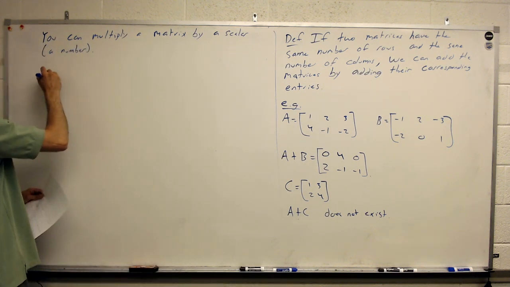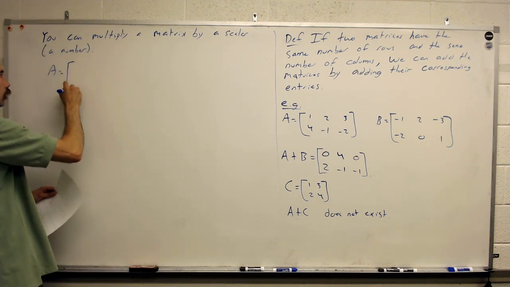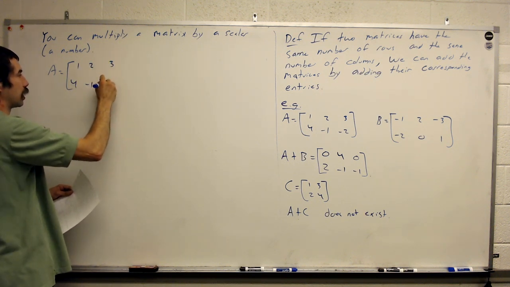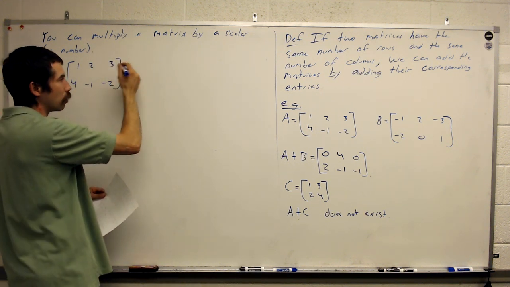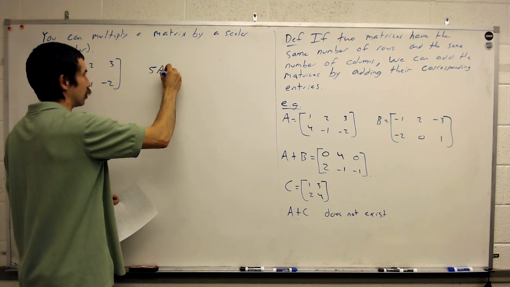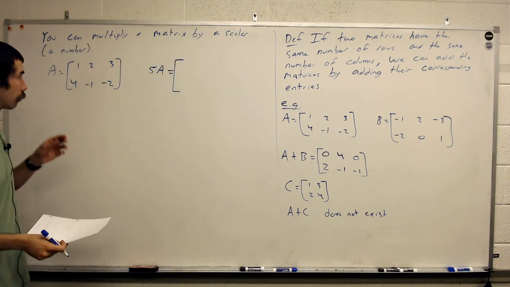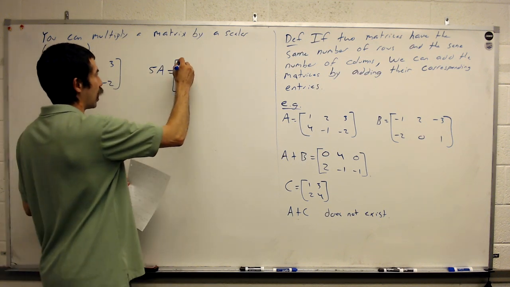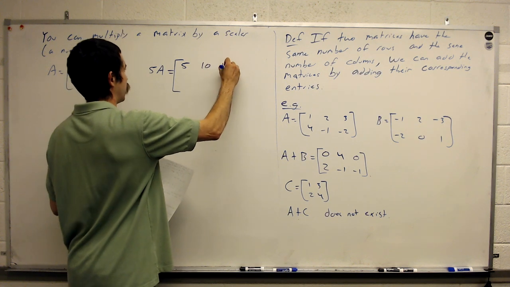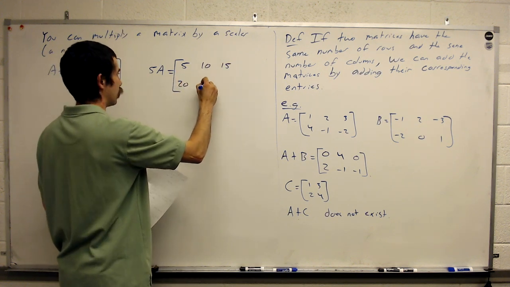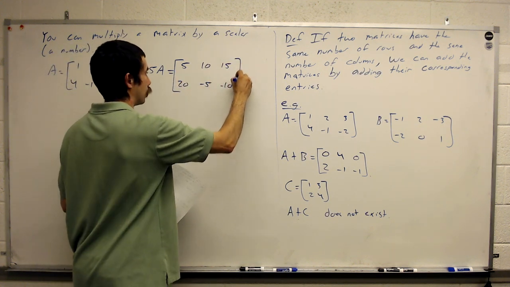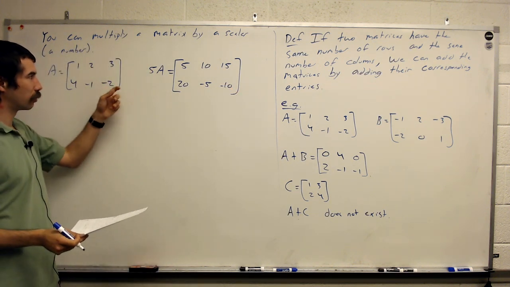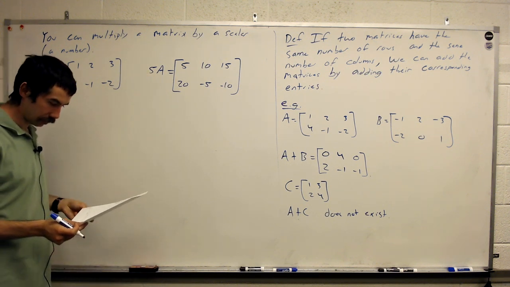So if A is the same matrix here, 1, 4, 2, -1, 3, -2, then we can multiply, let's say, 5A. And so what do we do? We just multiply this to each of the entries. So it's 5, 10, 15, 20, -5, -10. So scalar multiplication is very easy. You just take our original matrix and multiply everything by the scalar.